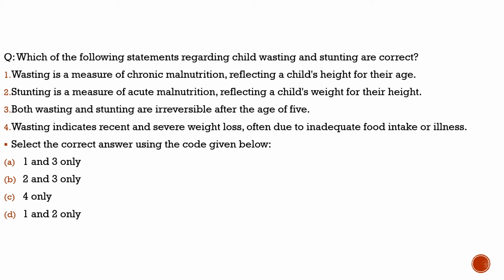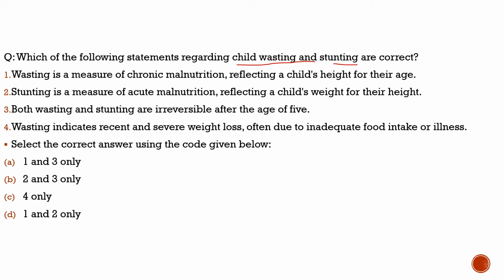Here the question is: which of the following statements regarding child wasting and stunting are correct? We brought this question because there was an article about why public health nutrition policies need precise targeting. Child wasting, stunting and underweight are major issues in different countries and also in India. Even though we are doing well on stunting and wasting, these issues related to malnutrition still exist in our country.